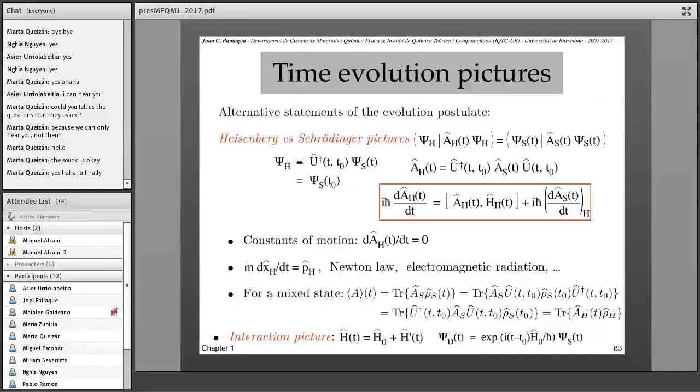Time evolution pictures. We have said several times that all we can predict with quantum mechanics is expected values of Hermitian operators. And in the formulation of the postulates, we have assumed that the operators are in general time independent, except for very special cases such as the Hamiltonian of a non-isolated system, and that the evolution is due to a change of the state vectors with time. But this is rather artificial, because we could have chosen things the other way around.